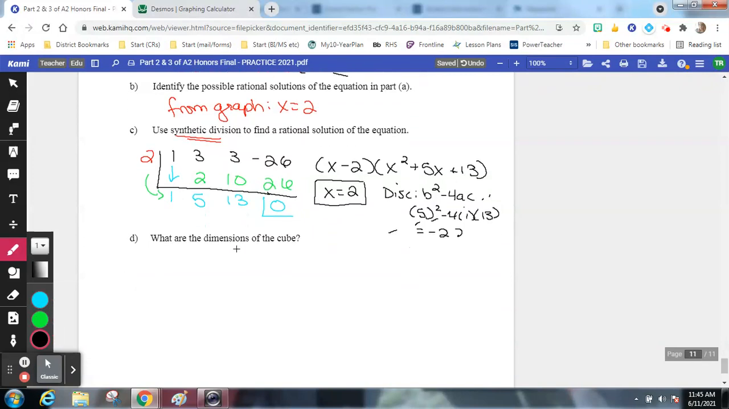And then lastly, what are the dimensions of the cube? Well, each side was x plus 1. So if I plug in that x I got, 2 plus 1 is 3. And that means my dimensions are 3 centimeters by 3 centimeters by 3 centimeters, a cube.